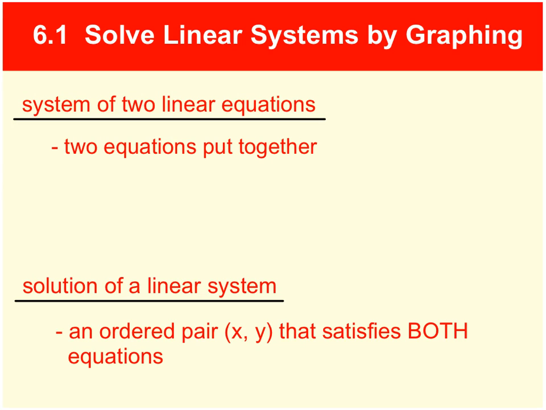So what is a linear system? Basically we've got this definition right here. A system of two linear equations is two equations put together. So you put two together, you call it a system. We can solve the system. What is the solution when you solve it? It's going to be an ordered pair that satisfies both equations. So we're going to work on three different methods to solve a linear system. Today we're just looking at graphing, and then there's two other algebraic ways where we will find the solutions to systems.